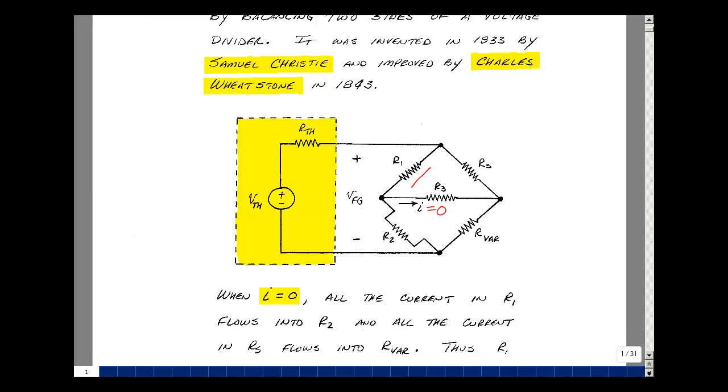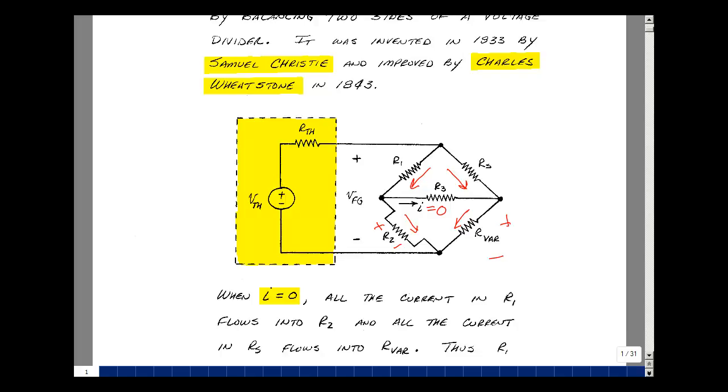That means that the current in R1 is the same as the current in R2. Now, if you recall from ECE 201, that was the condition that we needed for a voltage divider. In other words, the voltage across R2 is going to be equal to R2 divided by R1 plus R2 times the voltage across them, which is our function generator voltage. The same is true on this side, that this current would have to equal this current because the current coming in here is 0. And again, that would mean that the voltage across here would just be our voltage divider rule, which would be R variable over R sub S plus R variable times the voltage V sub Fg.